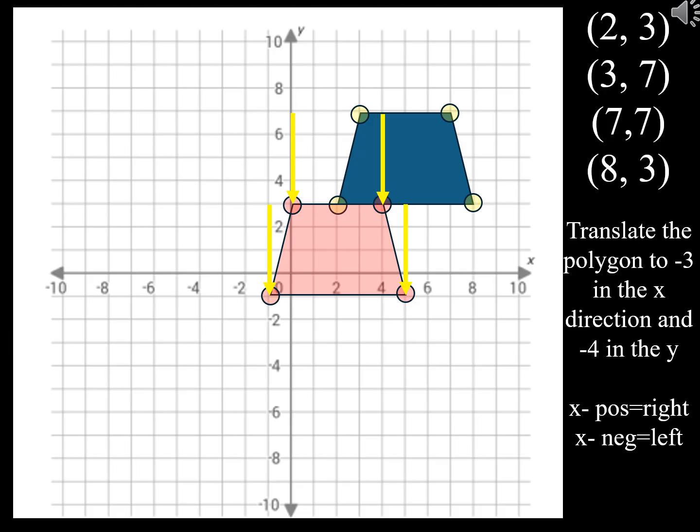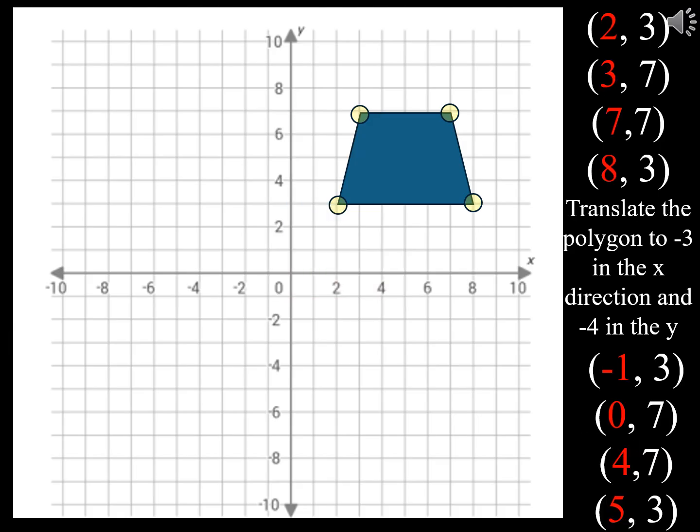That is one way that we can do it. There's also another way that we can do it. Another way we could do it is just to add or subtract, depending on the translation, from the points. So, for example, we have the point (2, 3). Now, our first instruction was to translate the polygon -3 in the x direction. So right now, we're just going to worry about changing our x's.